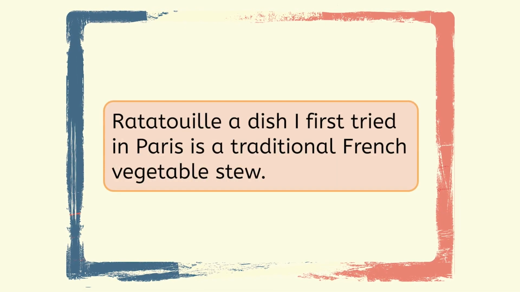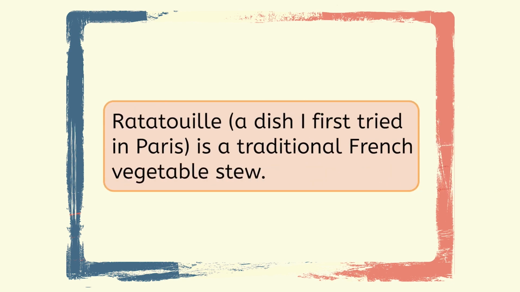Take a look at the following sentence. Should we use commas or parentheses to punctuate the non-restrictive detail? Ratatouille, a dish I first tried in Paris, is a traditional French vegetable stew. What do you think? Does the detail need equal emphasis as the main idea? Or is it functioning as a personal aside? Does the detail need commas or parentheses? If you said parentheses, then you're correct. The detail, a dish I first tried in Paris, is a personal aside. Including it isn't necessary to understanding the core meaning of the sentence. Nice work.